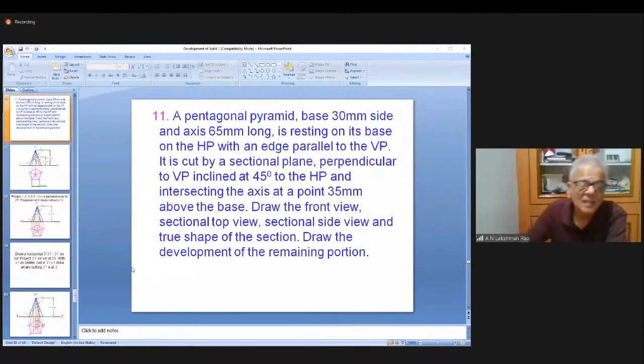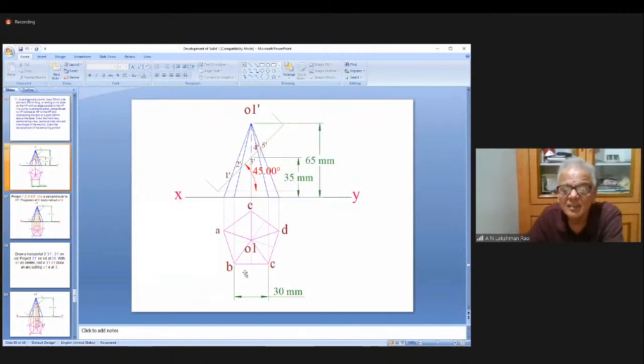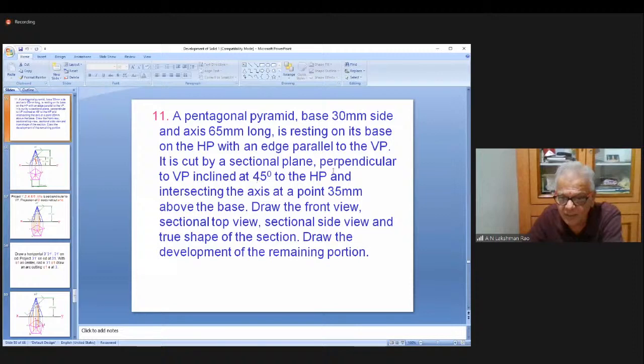Yes. Now, I have drawn this BC parallel to XY. Then ABCDE, I project it here on this line XY. I draw O1. O1 is the centroid. This you can draw by drawing perpendicular bisectors of any three sides. Then you get O1. From O1 you draw the height, 65 mm. With this, I have drawn the first portion.